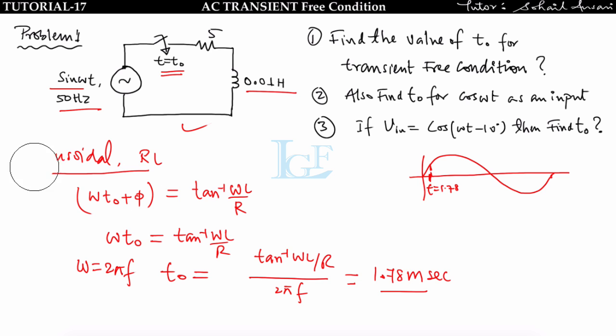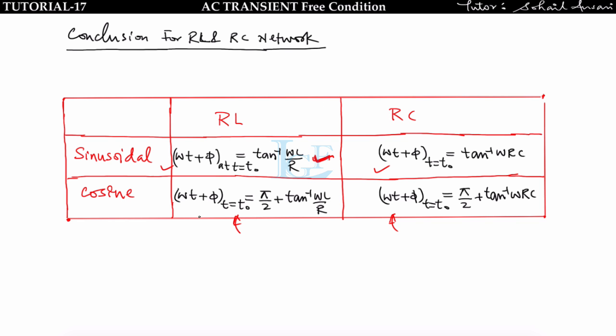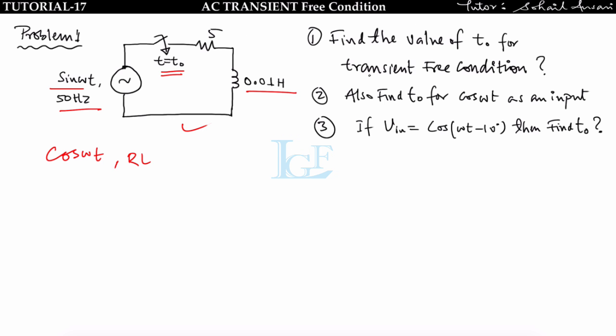What is the second question saying? The second question is saying also find t naught for cos omega t. Means if we give the input cosine wave cos omega t in RL circuit, then which formula do we have to apply for transient free condition? That is this formula: omega t plus phi at t is equal to t naught is equal to pi by 2 plus tan inverse omega L upon R.